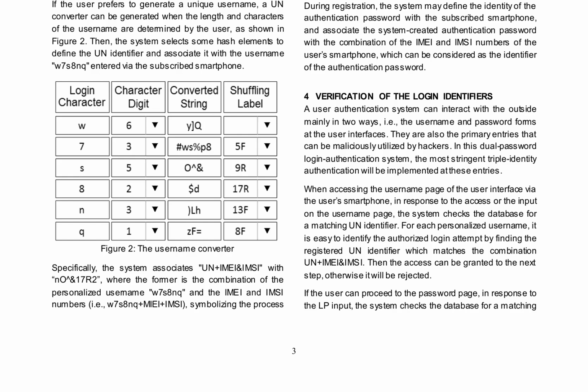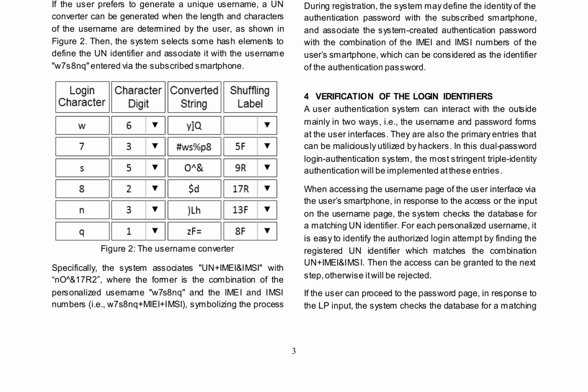The system also generates a quasi-matrix password converter, which defines the identity of the login password. The user can determine the length and characters of the login password, and the system selects hash elements to define the LP identifier. The system associates the LP identifier with the combination of the login password and IMEI and IMSI numbers.